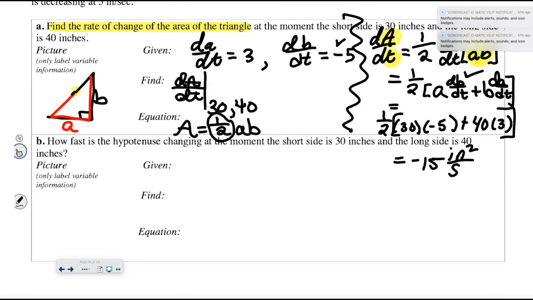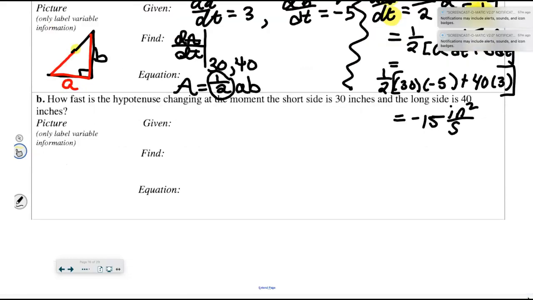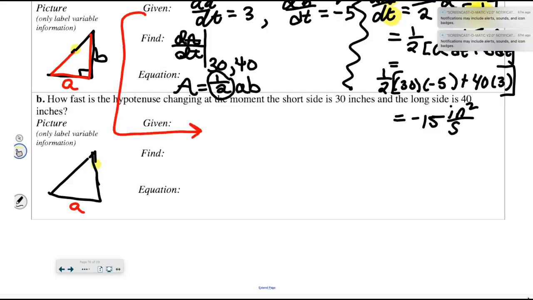Now, same picture, totally different problem. Same picture. Here we go. It still has a short side, and it still has the same given. So let's just draw an arrow. The rates are still the same. But on this one, it says, how fast is the hypotenuse changing? That needs a variable. What would be logical? There, okay? So I'm finding dC dt. They'll tell me when to stop it.